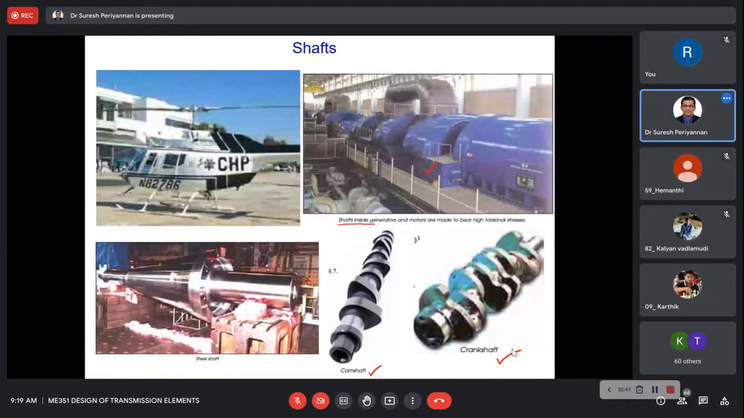Crankshaft. Movement of piston. Which one? In engines. Okay, I'm not getting it clearly because your voice is breaking. Anyway, thank you for the reflection.